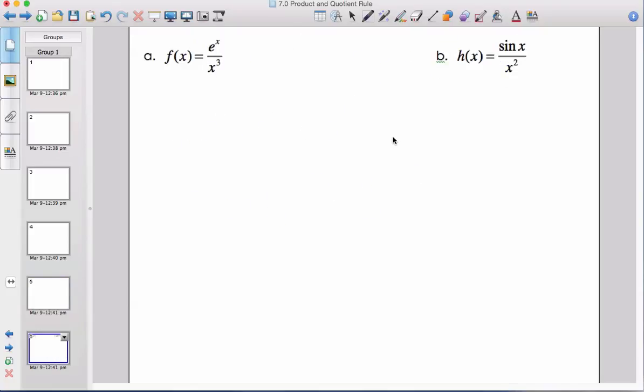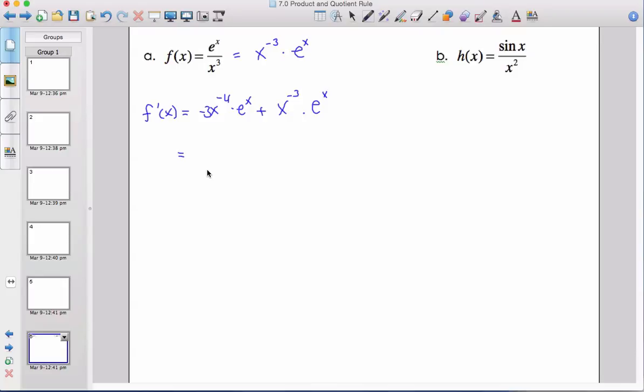Okay. So here are two examples. Here it looks like you're going to have to use a quotient rule, but again, you can also rewrite this as x to the negative 3 times e to the x. So you can actually use a product rule if you prefer. So I'm going to do this one with the product rule. F prime of x would be derivative of the first one, negative 3x to the negative 4 times e to the x, plus the first function times the derivative of the second one.